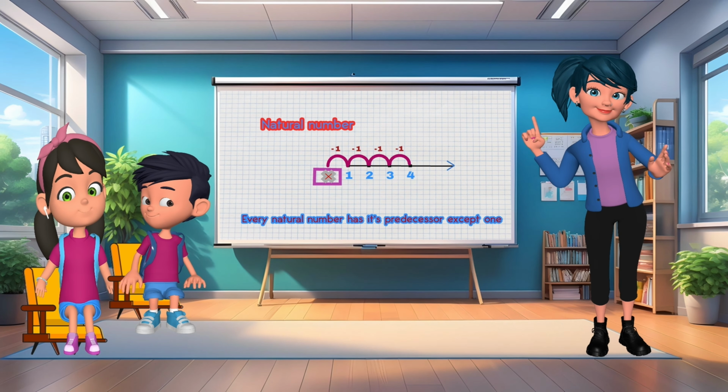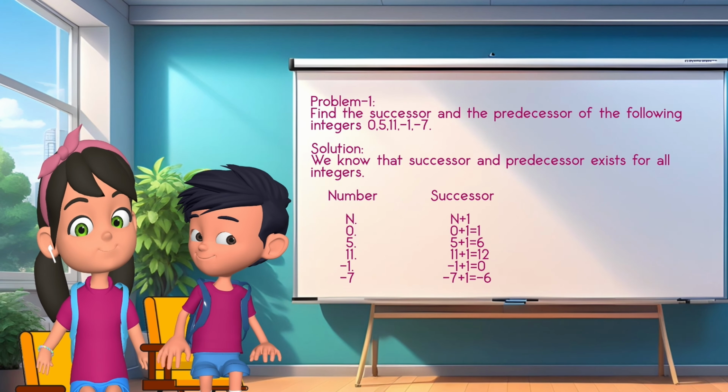Now it's time for practicing. Let us do some problems. Find the successor and the predecessor of the following integers: 0, 5, 11, -1, -7. We know that successor and predecessor exist for all integers. For any number n, the successor is n plus 1. Therefore, for 0, we get 1. For 5, we get 6. For 11, we get 12. For -1, we get 0, and for -7, we get -6 as the successor of the numbers respectively.